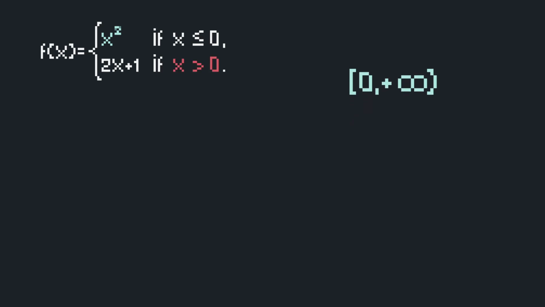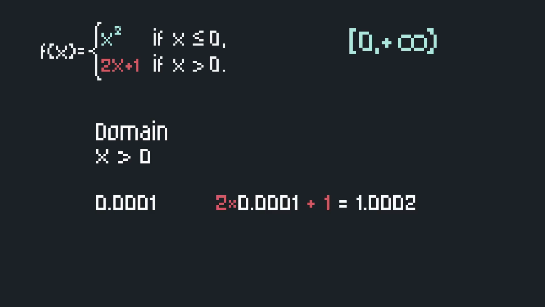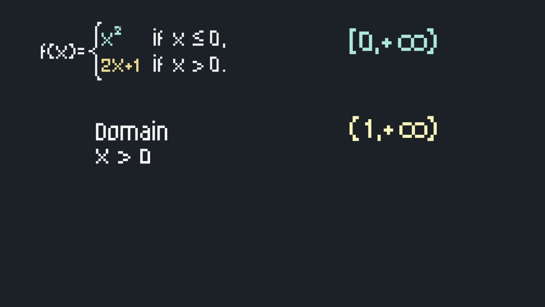For inputs greater than 0, the rule is 2x plus 1. When x is just barely above 0, say 0.0001, the output is just above 1. As x increases, 2x plus 1 grows without bound, so this part of the function covers outputs in (1, infinity). But be careful with the round parentheses.